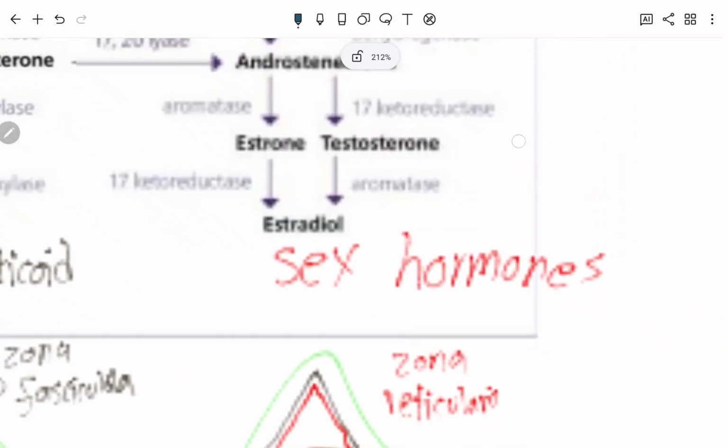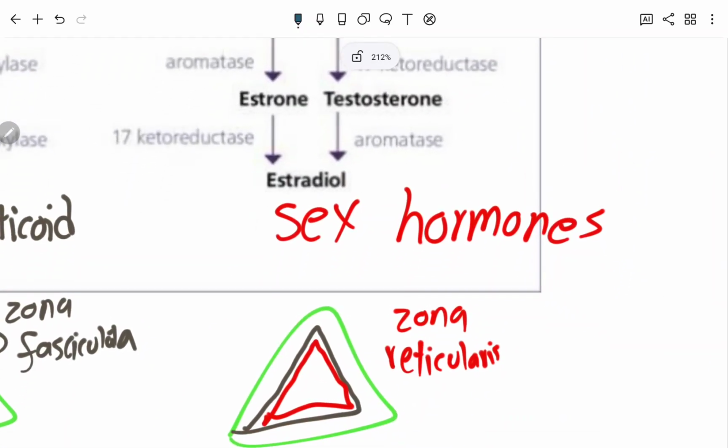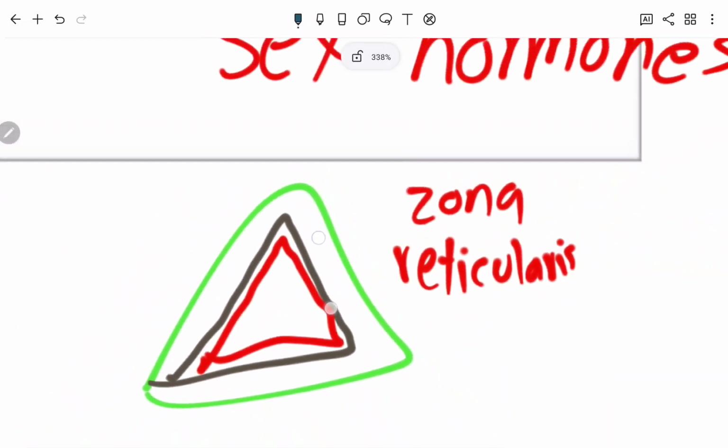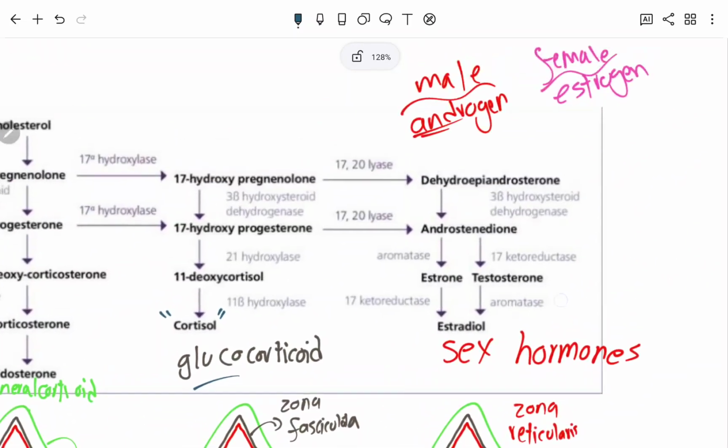And the last type of the corticosteroids are the sex hormones. Please bear in mind that the main site of sex hormone synthesis is not the adrenal cortex. Actually, it is the sex organs. The sex organs are the main site of sex hormone synthesis, and the majority of sex hormones are produced by the sex organs, the testes and the ovaries. However, the adrenal gland produces a minority of these sex hormones, and the layer that produces the sex hormones is called the zona reticularis.